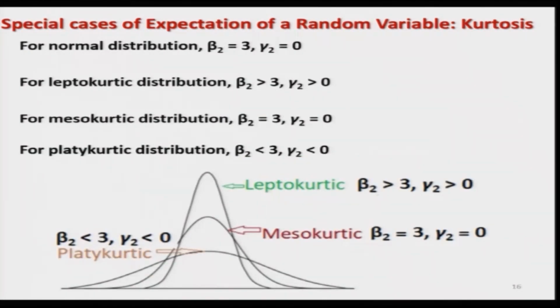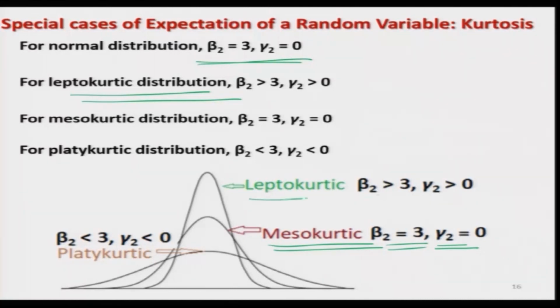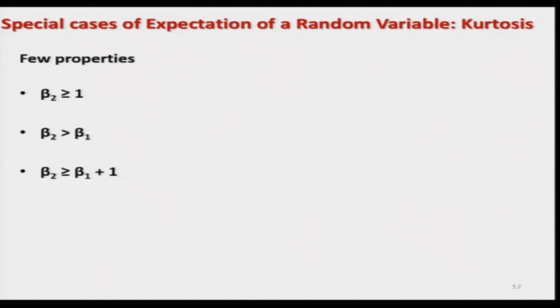So, now the interpretation based on the values of beta 2 and gamma 2 is as follows: for the mesokurtic distribution we have beta 2 equal to 3 and gamma 2 equal to 0, and for leptokurtic distribution you can see beta 2 greater than 3 and gamma 2 greater than 0, which is positive, and for the platykurtic distribution we have beta 2 less than 3 and gamma 2 less than 0, right. So, we simply compute the values of gamma 2 and beta 2, and based on that we conclude whether the given distribution is leptokurtic, mesokurtic or platykurtic.